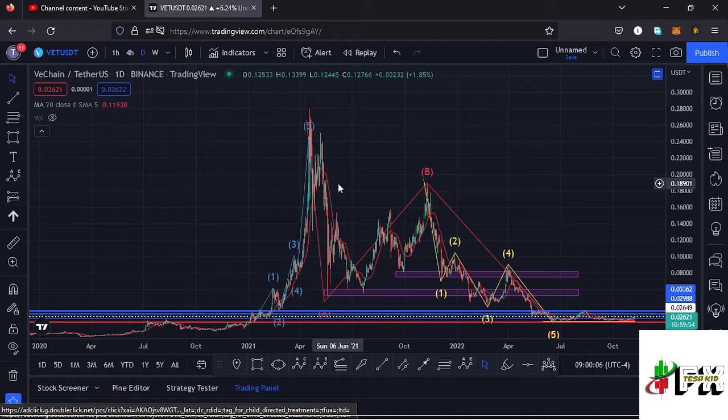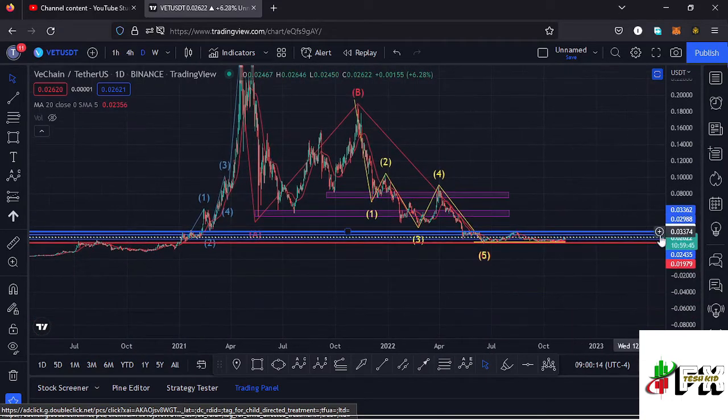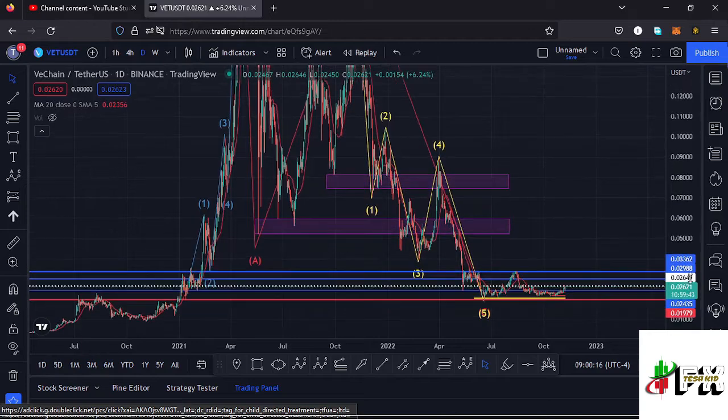And I'll kickstart the video by giving a brief of what has been happening on this chart. Vechain from the all-time high has been seeing lower prices in this massive ABC corrective movement, which has now taken us back to around the $0.02 mark.